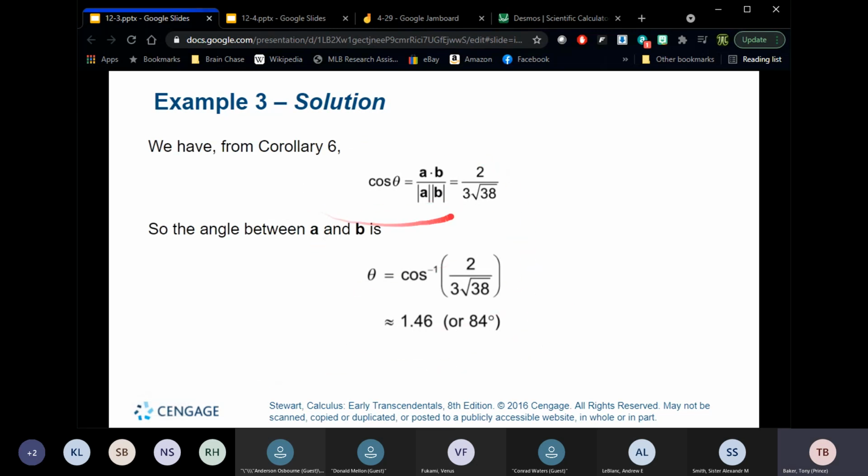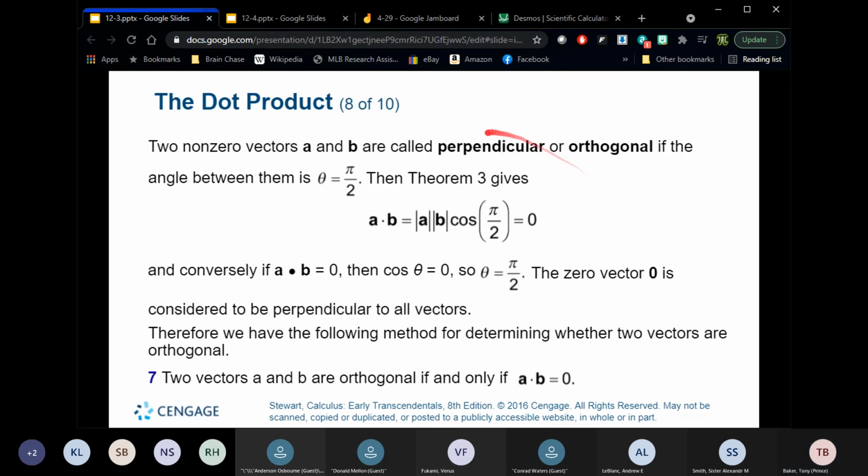All right, so that's how we'd figure out the angle. Now, one of the reasons why we want to find the angles is that I can use this to determine if two vectors are perpendicular or orthogonal. If they're perpendicular, that means my theta is pi over 2 or 90 degrees. Another word for that is orthogonal. It's the same concept. Orthogonal just means it's actually in the 3 dimensions. So the angle between them is theta equals pi over 2.